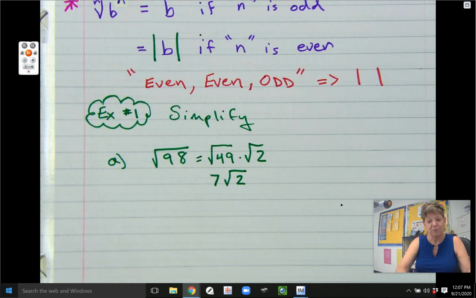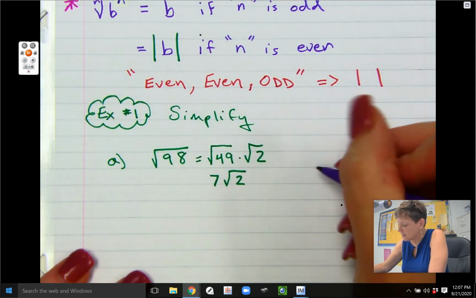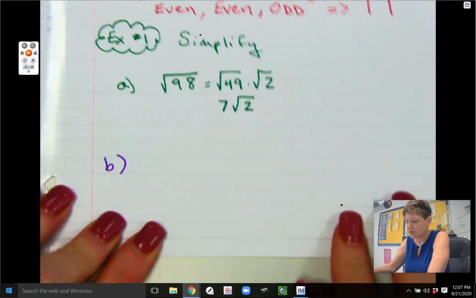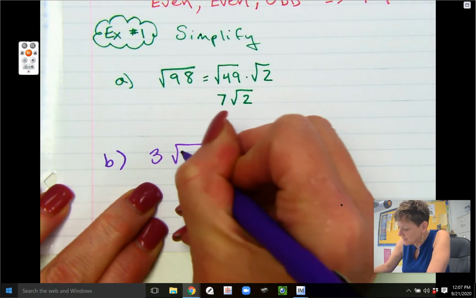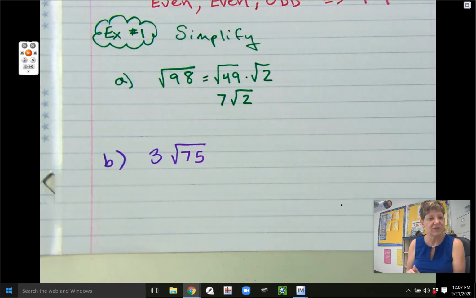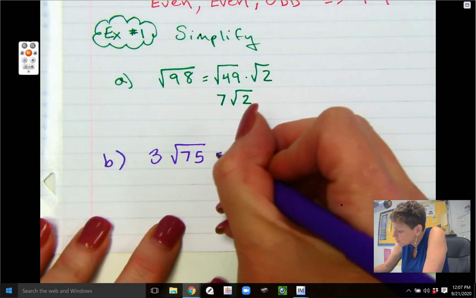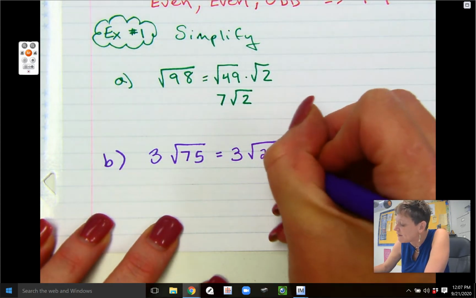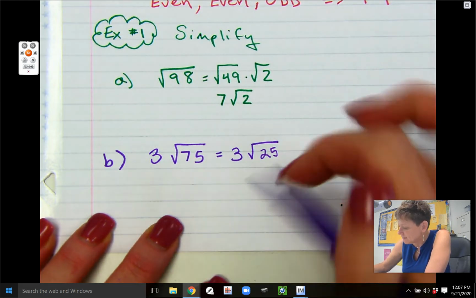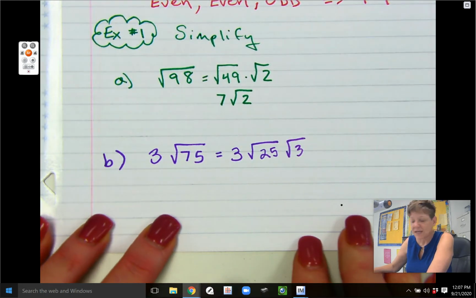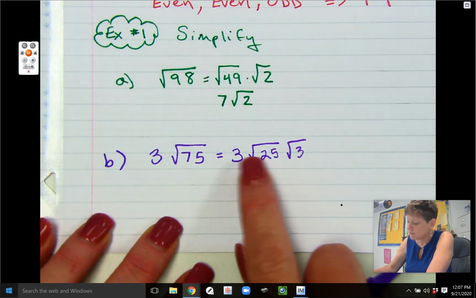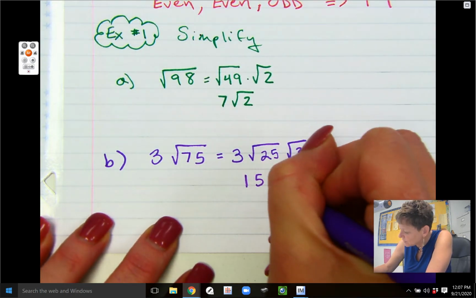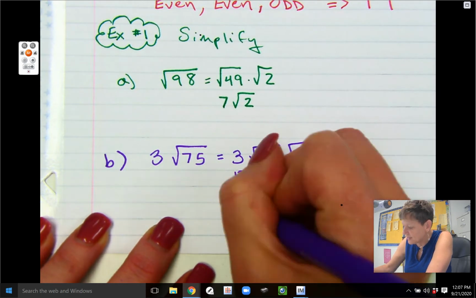Let's go on to B. B says that we have 3 square root of 75. So we're still thinking in terms of perfect squares. And so what perfect square goes into 75? So this is 3 times the square root of, the perfect square inside there is 25. And 25 times 3 is 75, so the square root of 3. And then the square root of 25 is 5. 5 times 3 is 15 root 3. So that is our answer.